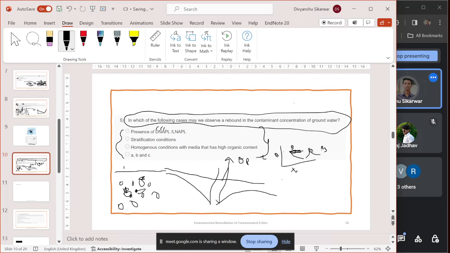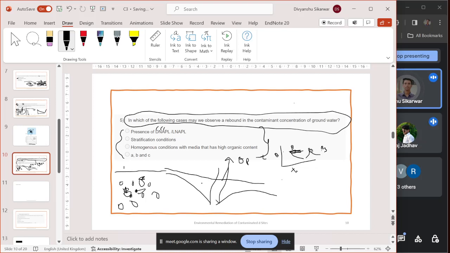So if we have this type of substance and we pump out water, are we able to get all the contaminant present in the ground? No, sir, we are not able to, because the soil has absorbed it.